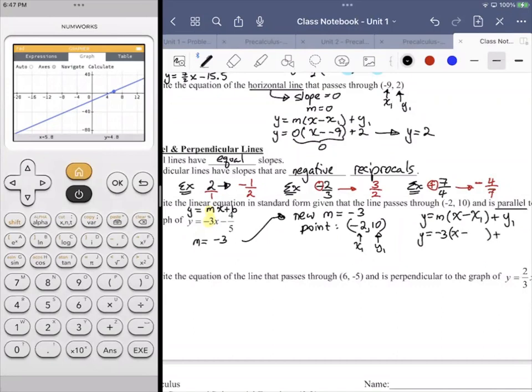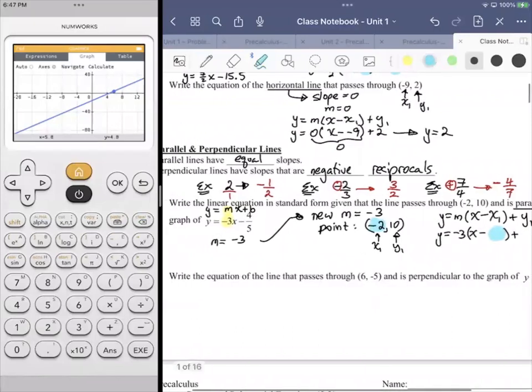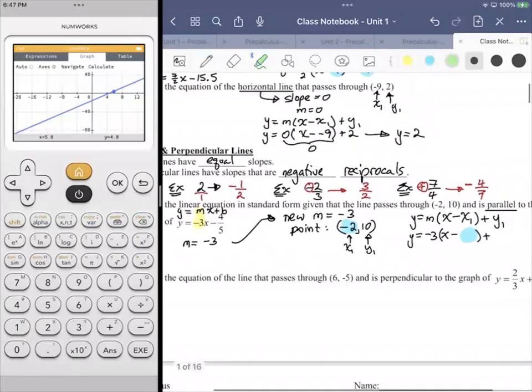I'm going to input my x1 and my y1. So here's my x1. I'm just going to go here. Here's my y. Oh, that moved on me. Y1 is going to go right here. All right, so x minus -2, and then a plus 10 at the end.